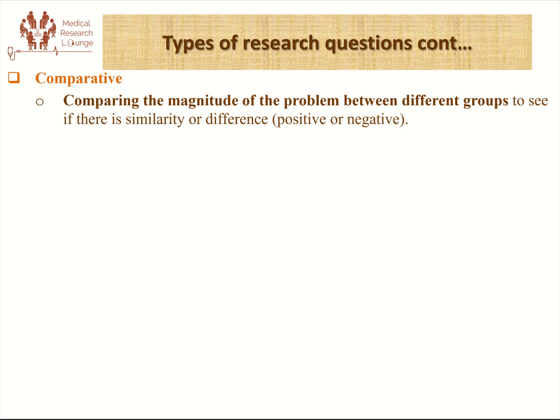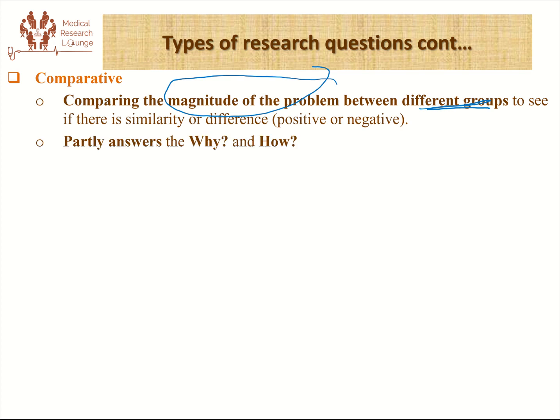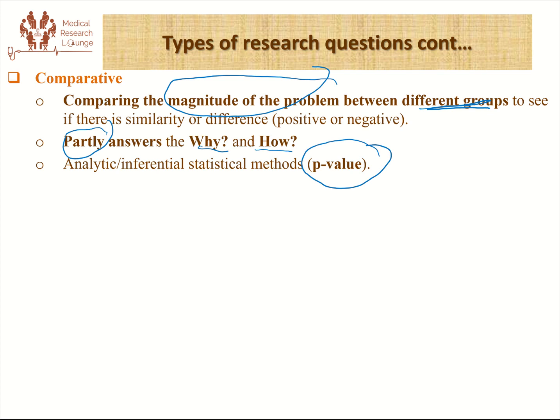A comparative research question is mainly interested in comparing the magnitude of the problem between different groups, to see if they are similar or different, if there's a positive or negative pattern between groups. By doing so, we can partly answer the why and how of a problem. In this case, to answer comparative research questions, we apply analytic or inferential statistical methods. These methods can provide us p-values, so you should expect p-values whenever you have a comparative research question in your analysis.